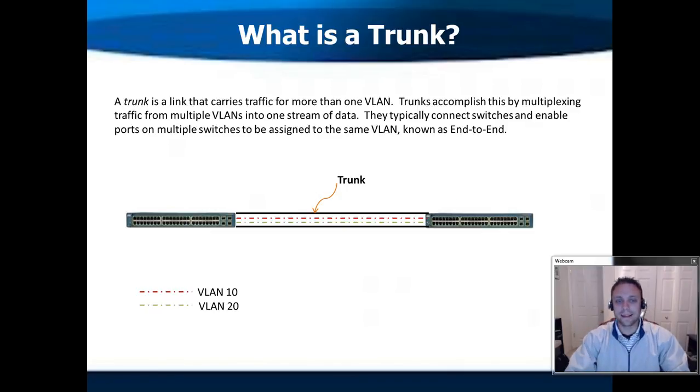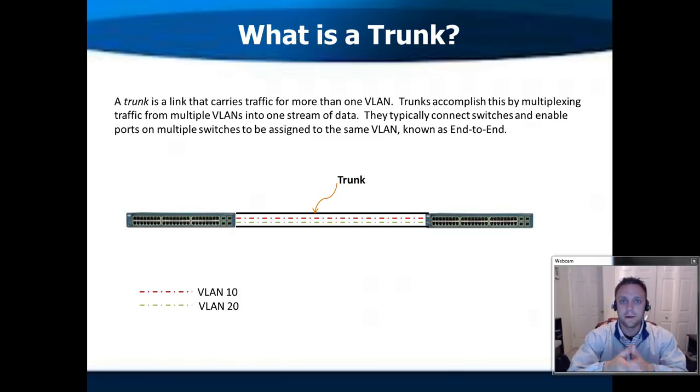A trunk is a link that carries traffic for more than one VLAN. Trunks accomplish this by multiplexing traffic from multiple VLANs into one stream of data. They typically connect switches and enable ports on multiple switches to be assigned to the same VLAN, known as end-to-end.